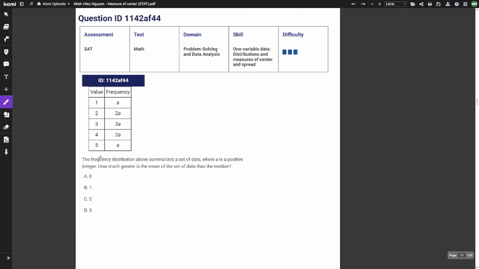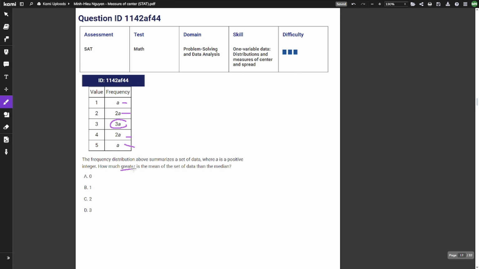Question number 12. The frequency distribution above summarizes a set of data, where A is a positive integer. How much greater is the mean of the set of data than the median? Now, before we actually try and do anything in Desmos, let's look at this table. You notice that here it goes from A, then 2A, 2A, and then you have your center. So this is symmetric. That means that our mean is equal to our median.